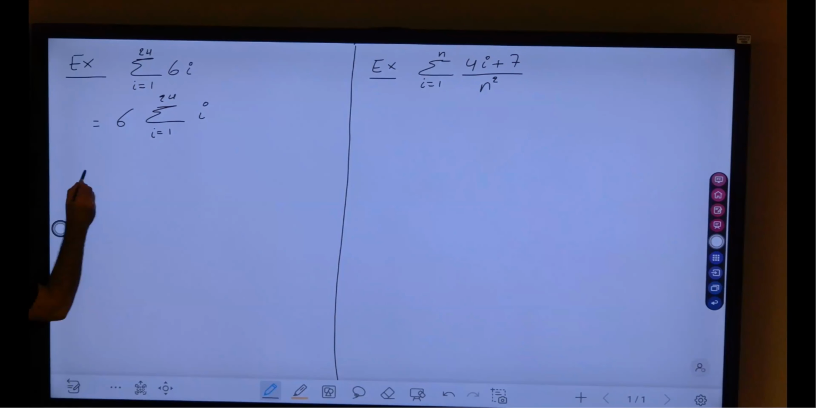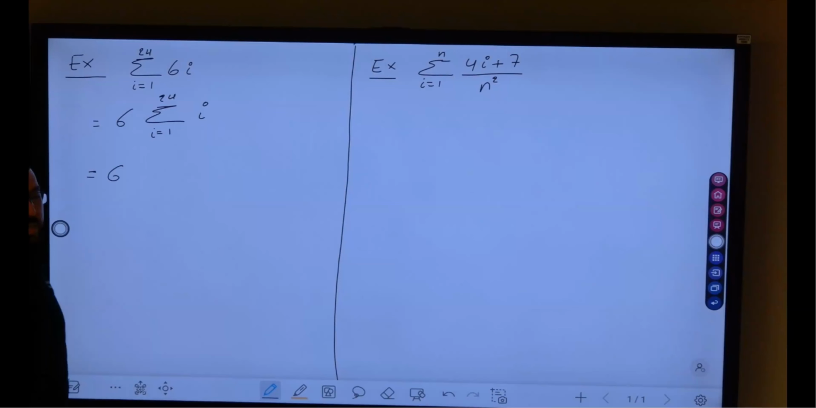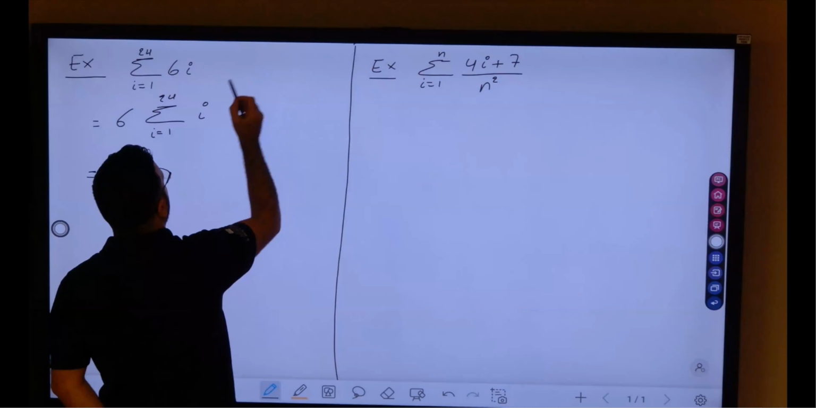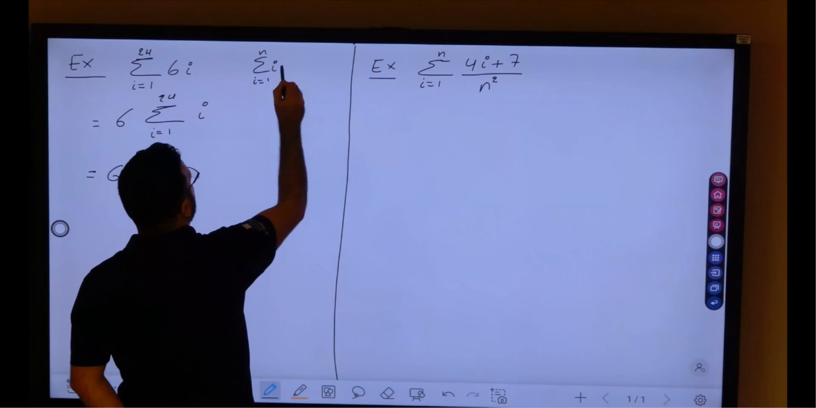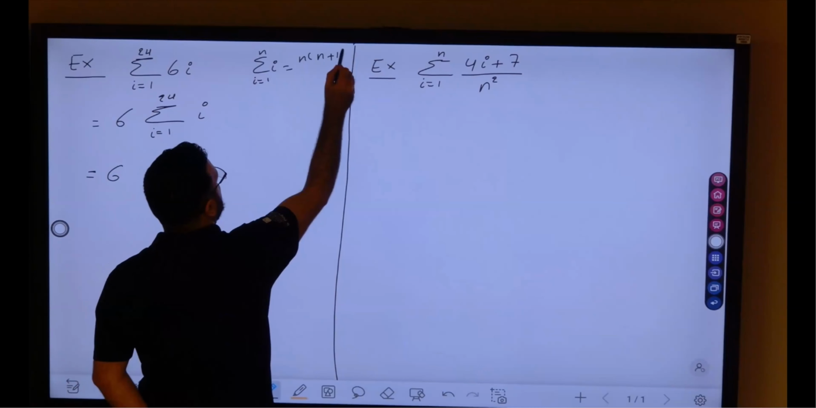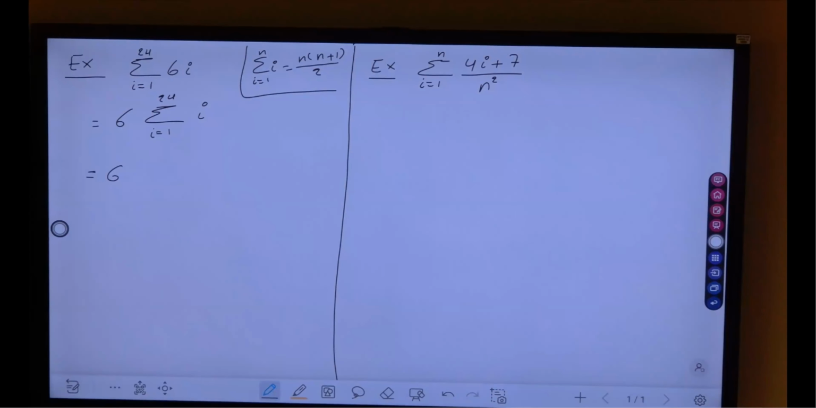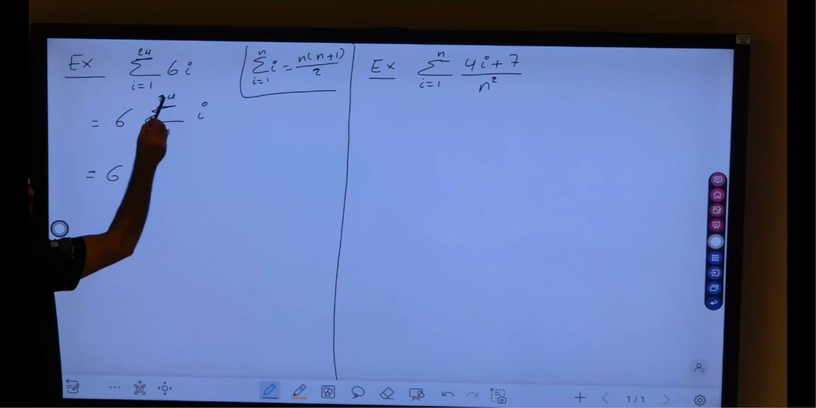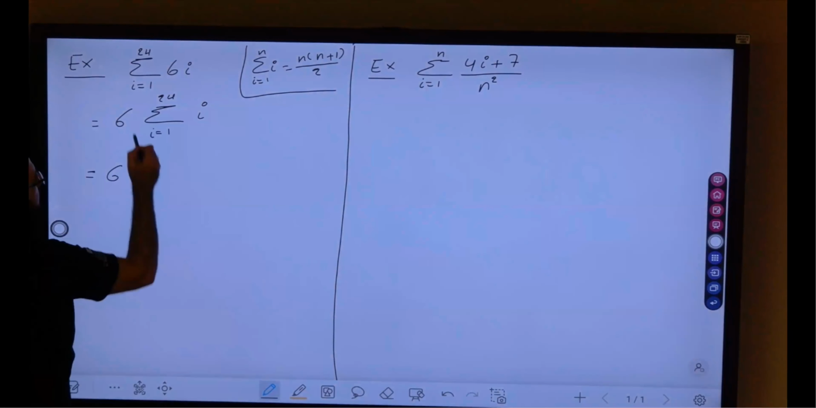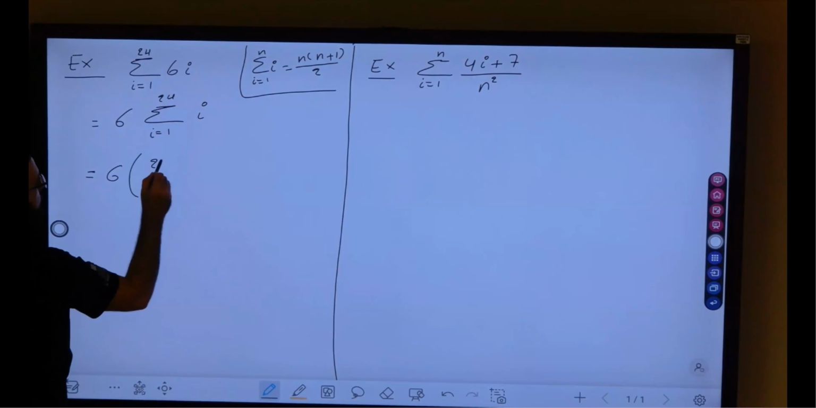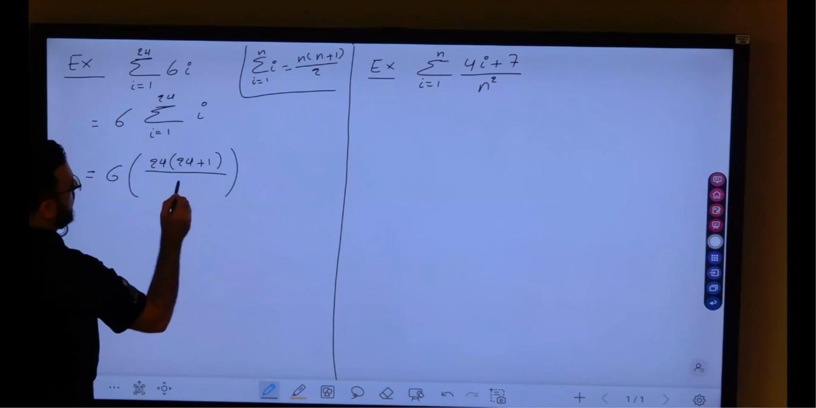Now, the second step, here is the 6. Now, we have a formula. It says summation from i equal 1 to n of i equals n times n plus 1 divided by 2. So here is the formula. Now, how much n do I have? 24. So it's going to be 24 times 24 plus 1 divided by 2.